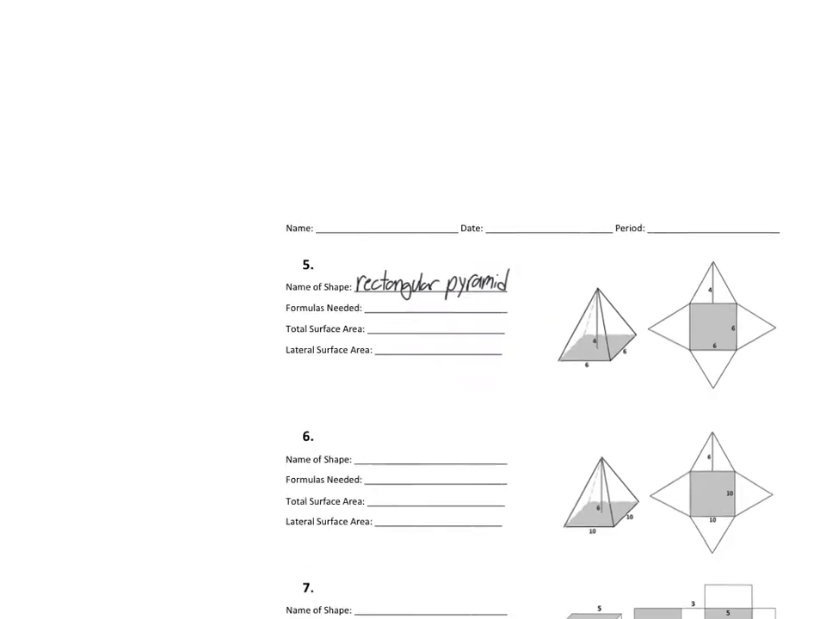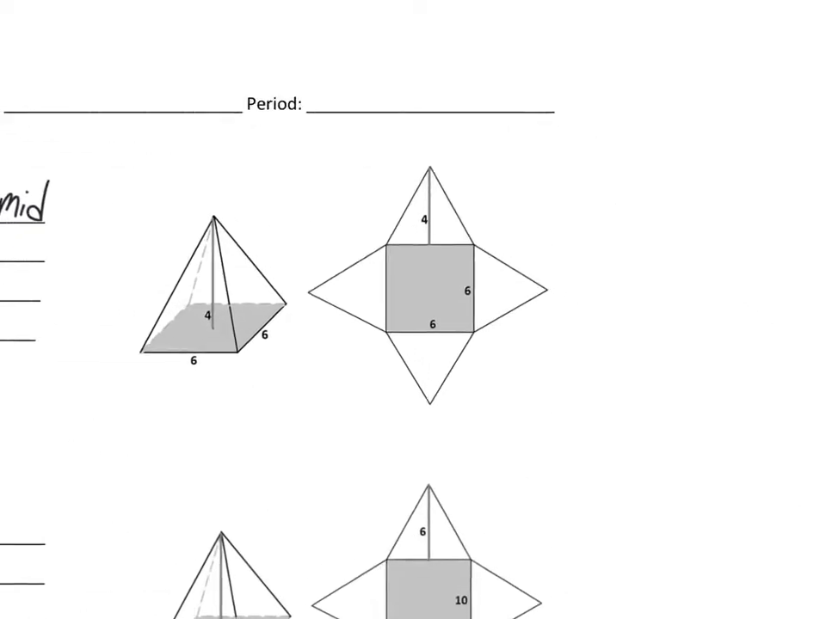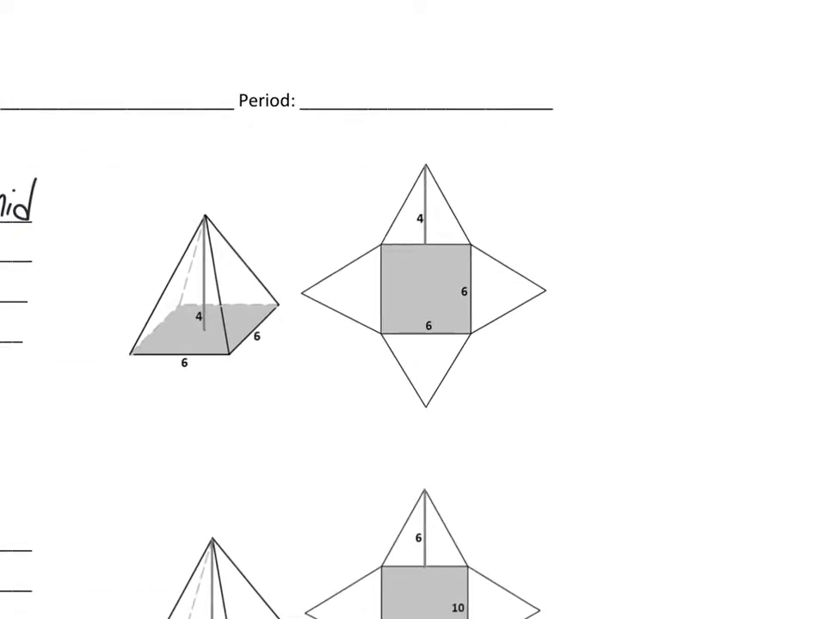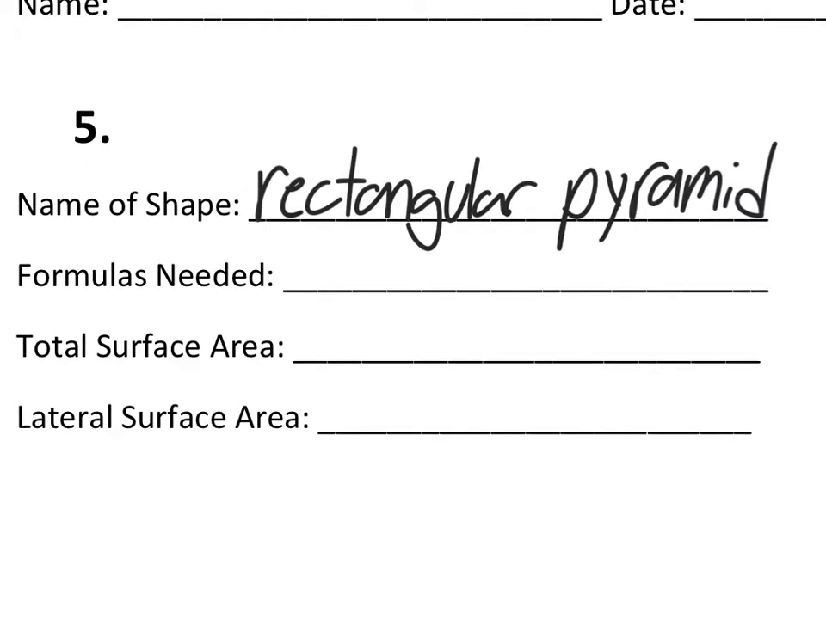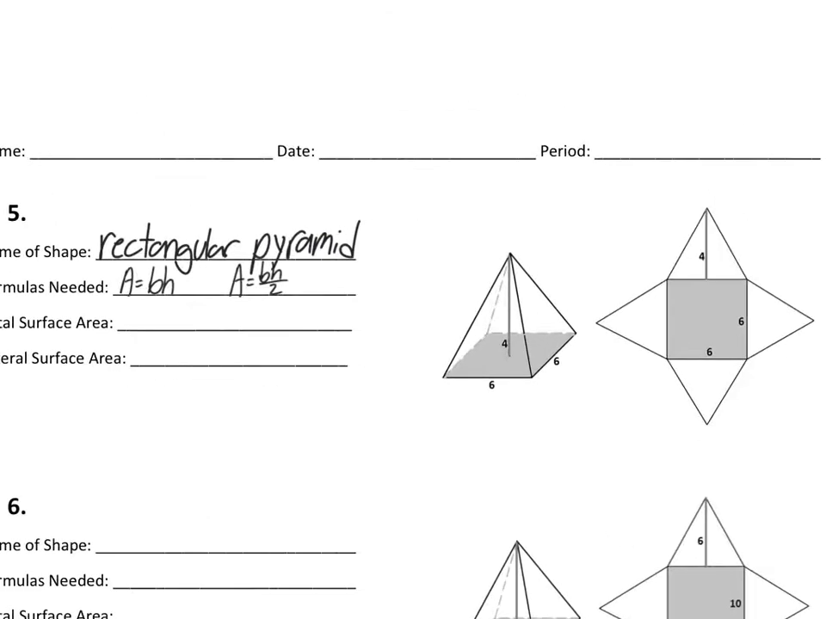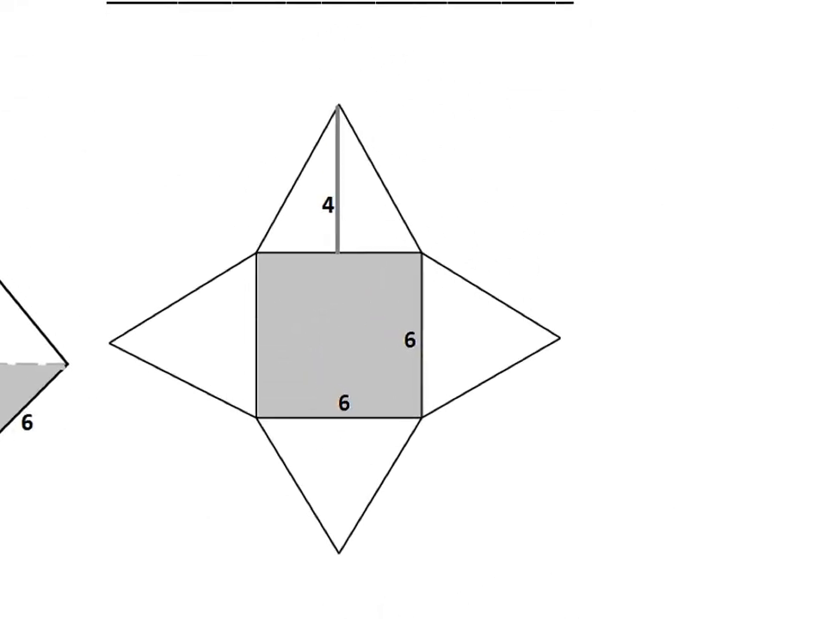Now, for the formulas that I'm going to need, I've got two different shapes to work with. I have a triangle and I have a square. So for my area of the square, it's just going to be base times height. And for my area of the triangle, that's going to be base times height divided by 2. Now I'm going to work through each one of these parts.